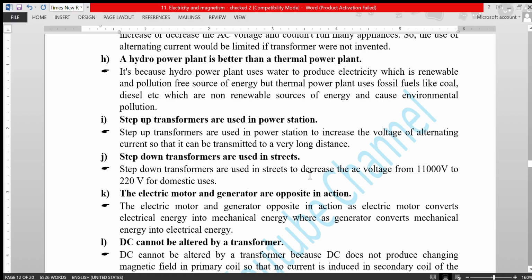A step down transformer is used in the street to decrease the AC voltage from high AC voltage like 11,000 to 220 volt for domestic usage.